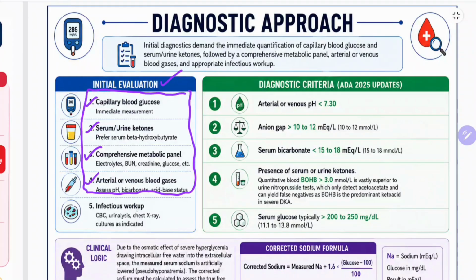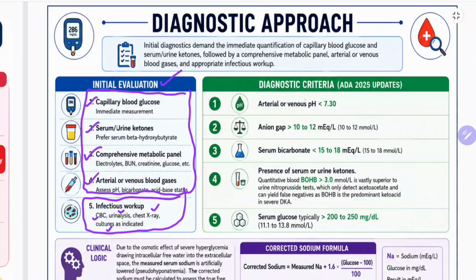This is one. The second one is the infectious workup, which includes CBC, urine analysis, chest X-ray, cultures as indicated. This is the second one, to know any infection. Okay. And now diagnostic criteria according to ADA 2025 updates.